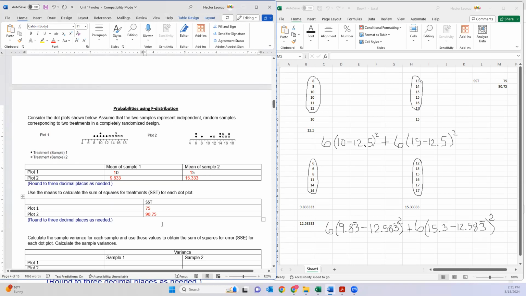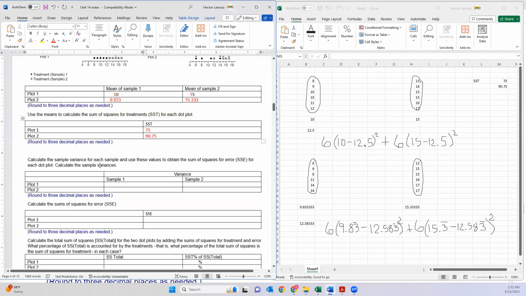Okay, so far so good. I have the sum of the squares of treatment for plot 1 and for plot 2. I'm going to come back to these numbers later, so that's why I left them there. Okay. Now it says calculate the sample variance for each sample and use these values to obtain the sum of the squares for error, which we're going to abbreviate as SSE, for each dot plot. Calculate the sample variances.